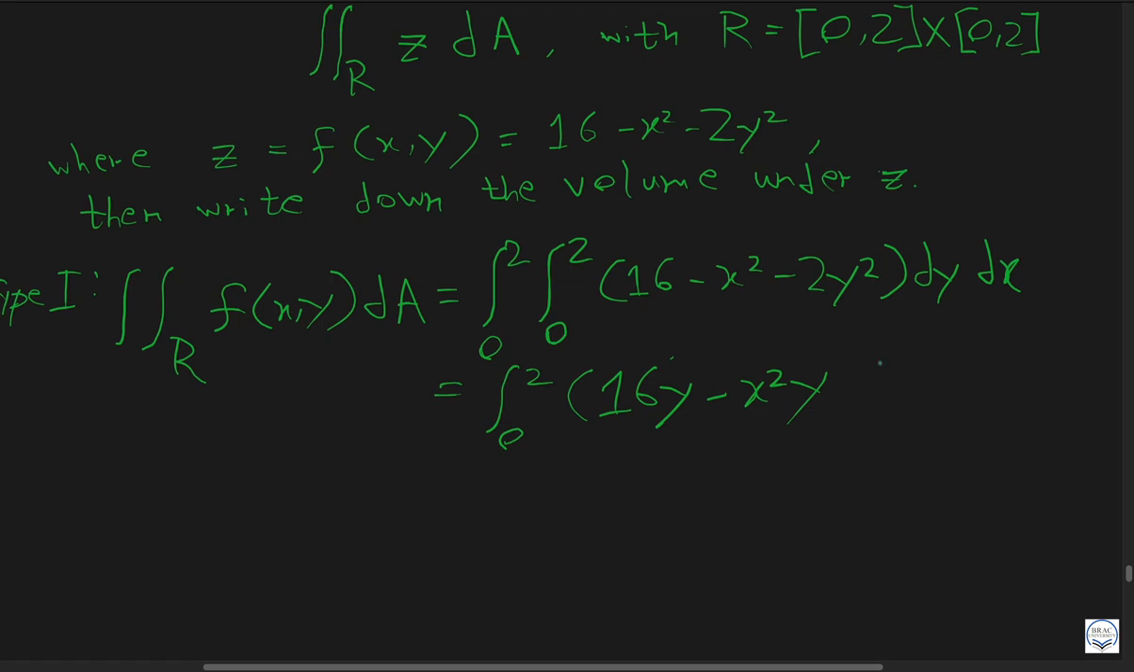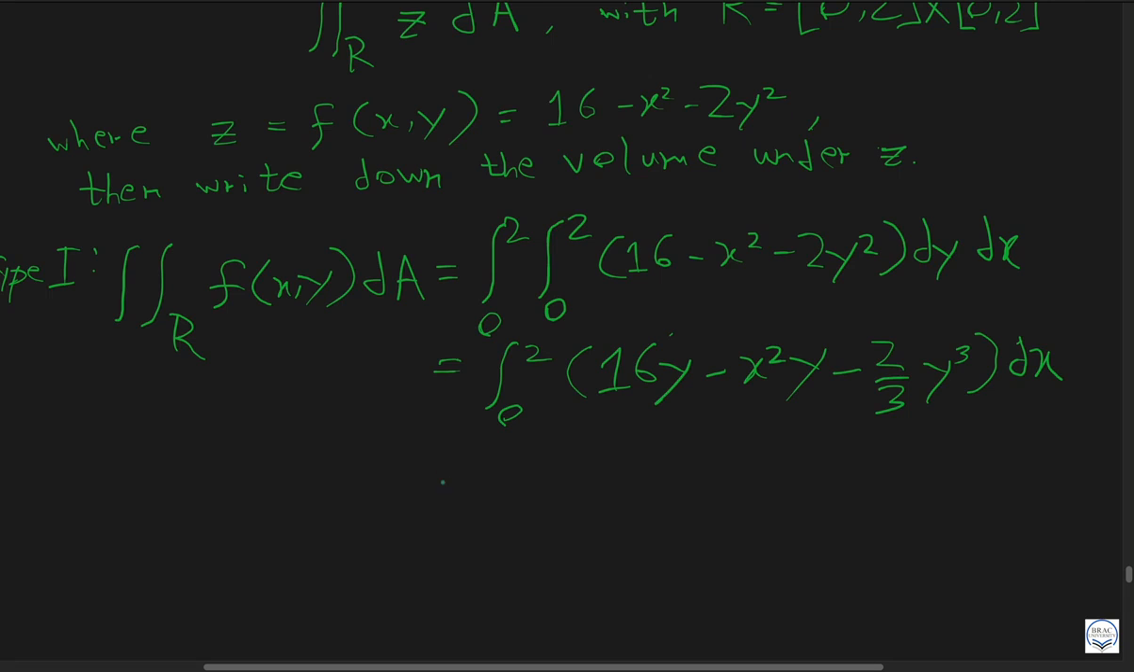While we are doing the y integral, which is equivalent to treating x as a constant, we'll get 16y minus x squared y, x being treated as a constant, minus 2/3 of y cubed, and dx, the outer x integral, remains as it is. Once we simplify with the limits, this is 16 times 2, which is 32, minus y is 2, so it's minus 2x squared.